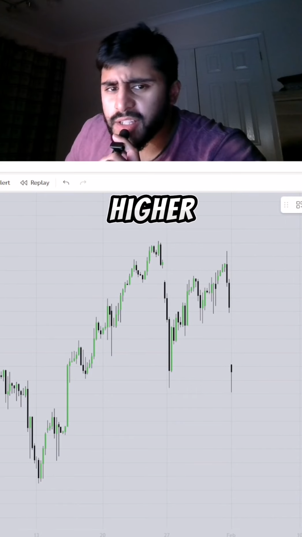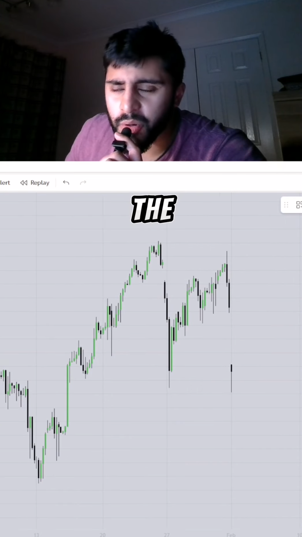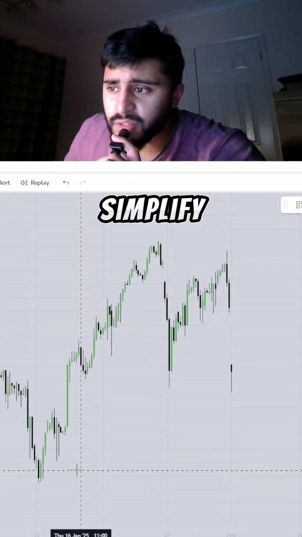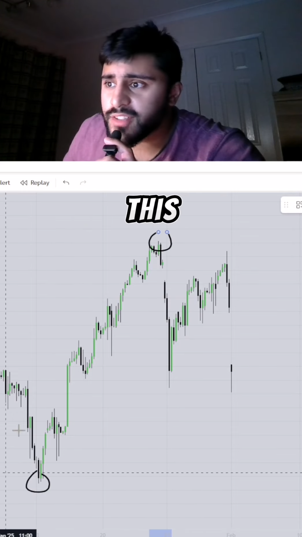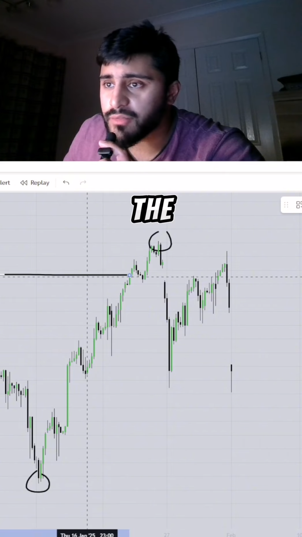All right, so how do you find a higher time frame bias? How do you simplify the approach? Okay, so I'm going to give you some steps to simplify this approach. So we have a structural low and we have a structural high over here. This is our structural range. We've broken structure to the left over here.